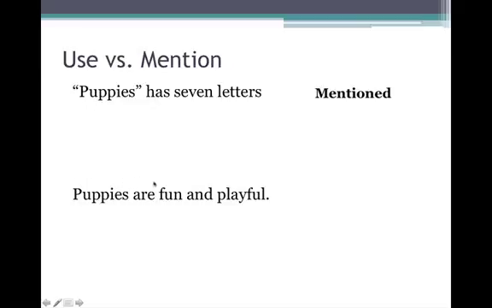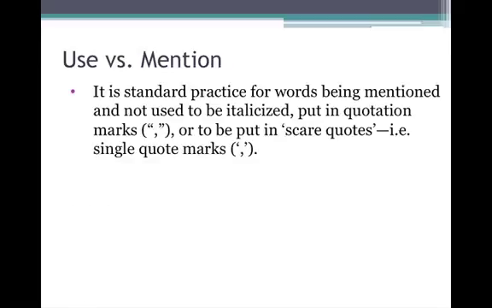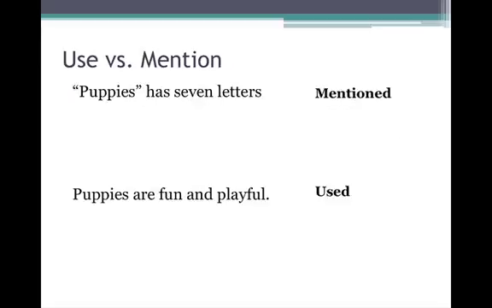Down here, where we say puppies are fun and playful, this is not a description of the word itself. This is a description of the objects picked out by the word puppies. So this is an example of the term puppies being used and not just mentioned. It is standard practice for words being mentioned and not used to be italicized, put in quotation marks, or to be put in scare quotes, that is, the single quote marks. Thus, this is why "puppies" has 7 letters on top, when it's merely being mentioned, is in quote marks, and puppies are fun and playful, when it's referring to the actual animals, does not have any kind of marking around it.